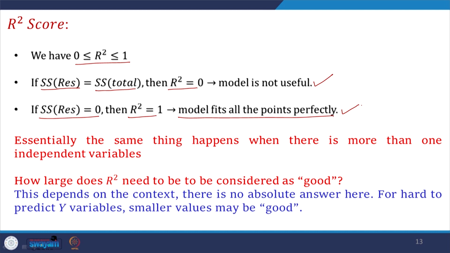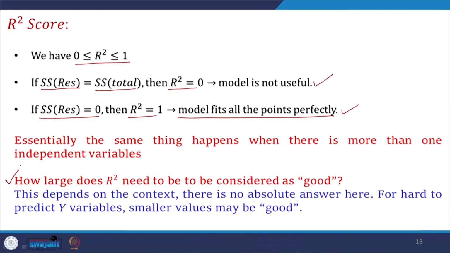Okay. And the same thing happens if you take the multiple linear regression model, means you are having more than one independent variable. So, now one can ask, how large does R square need to be to be considered good, because 0 is the worst, 1 is the best. So, what value should we consider as a good fitting?